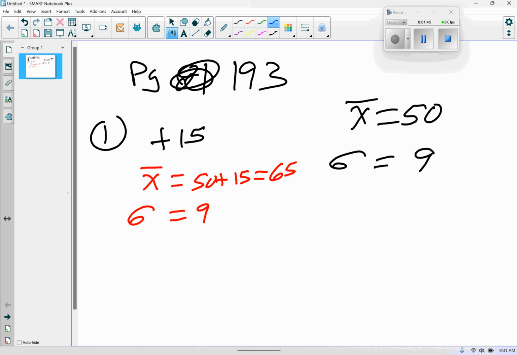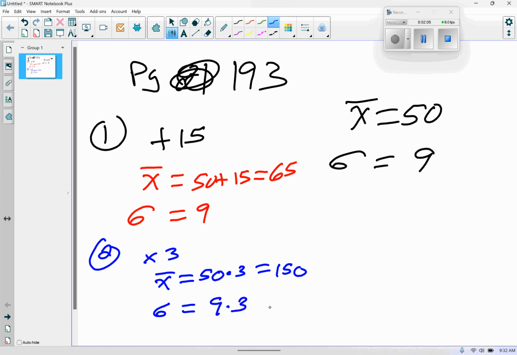All right, number 2 says every observation of the set is tripled. So if it's tripled, we times by 3. I'm going to take my original mean and multiply by 3, and that gives me a whopping 150. I'm going to take my standard deviation, because we're multiplying, 9 times 3, which is going to get me 27.